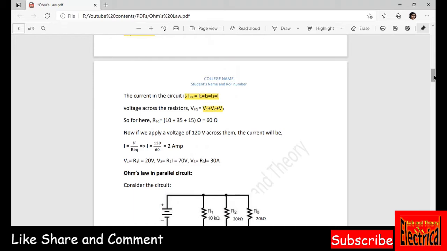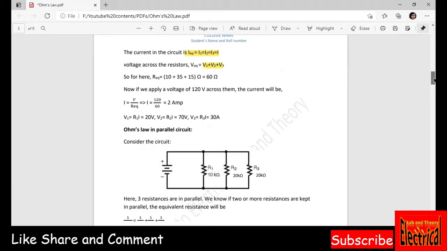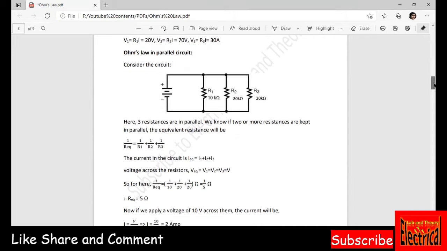I'm not going in deep with the calculation. Okay. So now the Ohm's law in a parallel circuit. What happens in a parallel circuit? I have already shown you that in a parallel circuit the current gets divided, and the voltage across each element is equal, right? So the total voltage we are applying across R1, R2, and R3 will be equal. That means V is the voltage we applied, right?